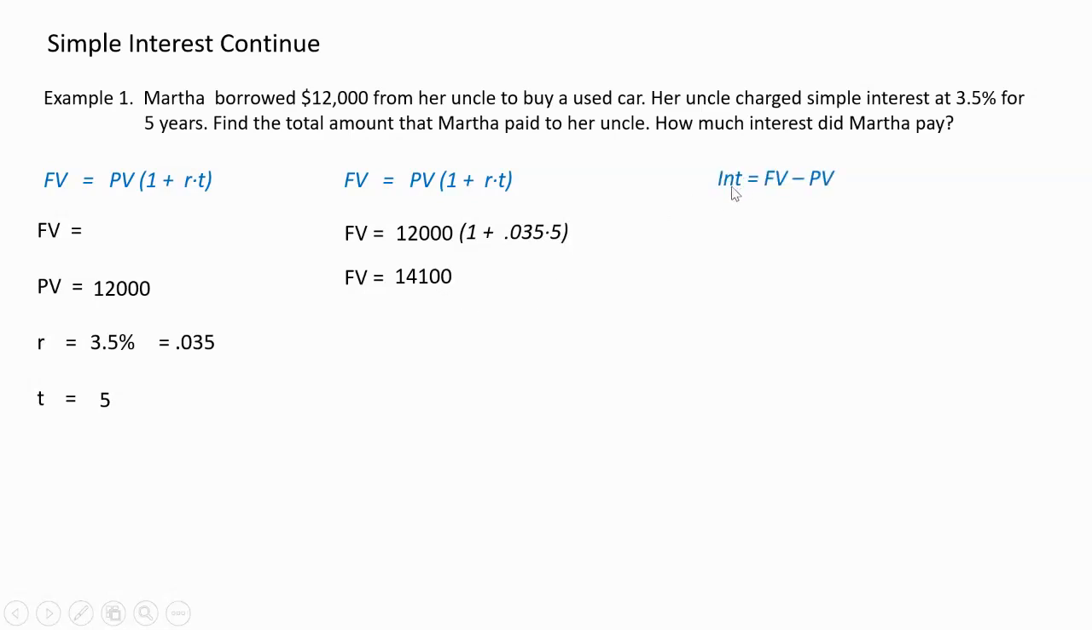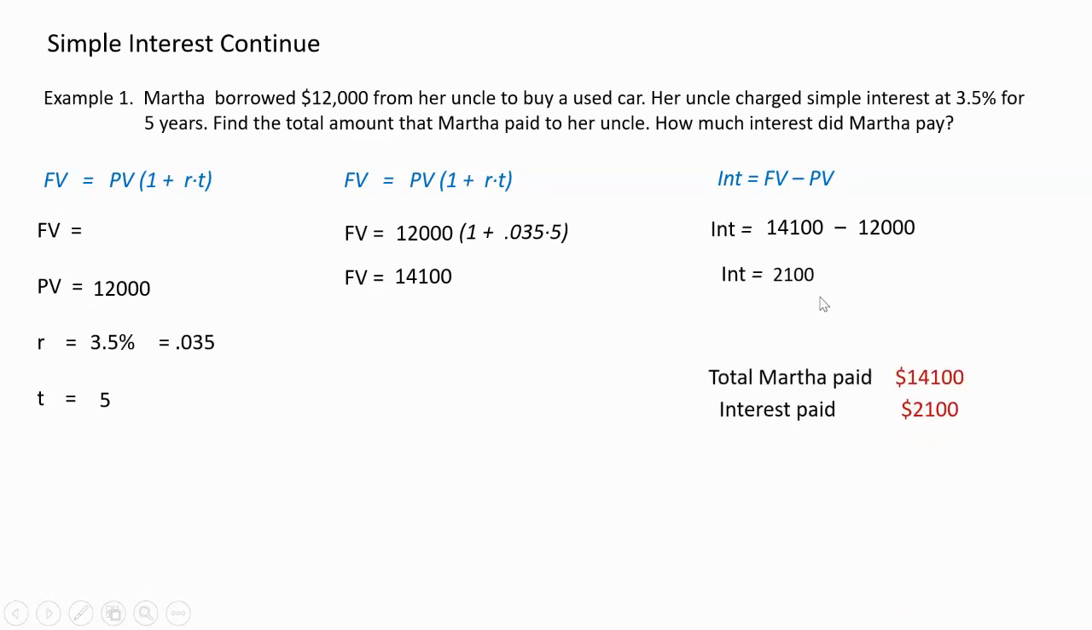Now this is the other formula that we have to use. The interest is the total amount, the future value, minus the present value. So it's going to be 14,100 minus the 12,000 that she originally borrowed, which will give us 2,100. And again, you see we get the same result as using the previous formula.